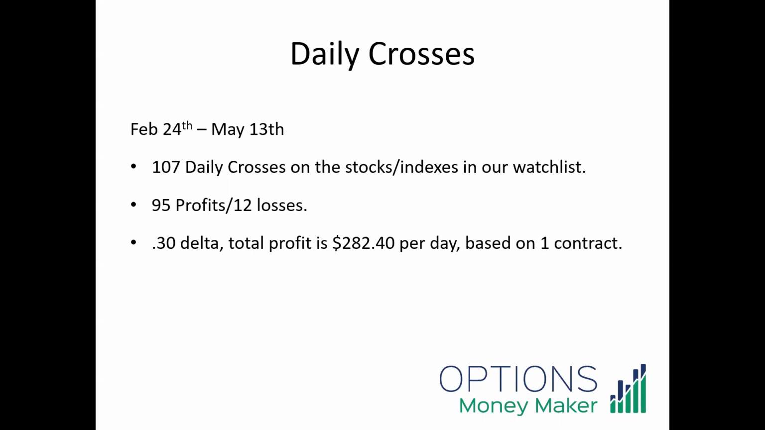But if you had taken all of those trades, there's 107 trades, you would have had 12 losing trades, 95 winning trades, and using a 30 delta, and we're just estimating a 30 delta because every trader uses a slightly different delta. You could use a 50 delta, you could use 10 delta, a lot of it depends on your capital commitment. But the total profit has averaged out to $282.40 per day. That's if you're trading one contract of those trades. So it's a pretty productive method with very limited amount of time required to attend to your trade.